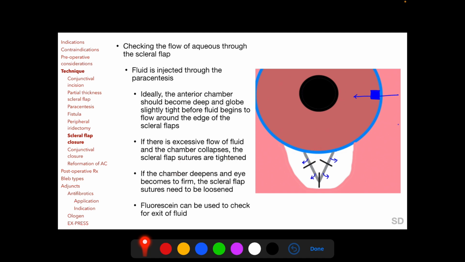And if the anterior chamber deepens and the eye becomes firm to hard, the scleral flap sutures are tighter than required and they need to be loosened. Fluorescein can be used to check exit of fluid from the scleral flap margins.